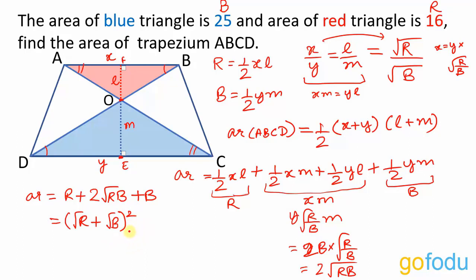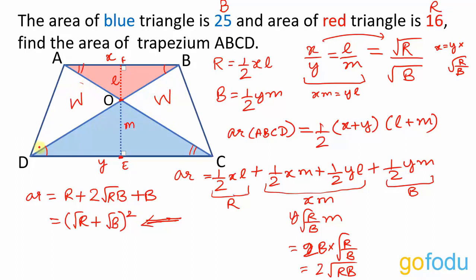Root R plus root B whole square. This is a direct result, an important result that you can remember. Next, we have that the area of triangle AOD is equal to the area of triangle BOC. Both these areas would be equal.